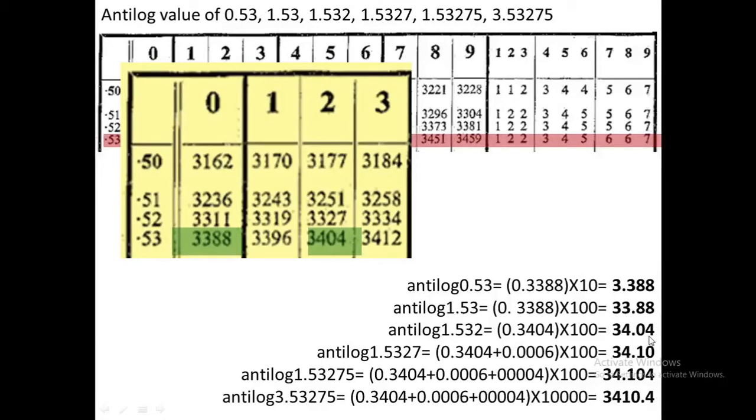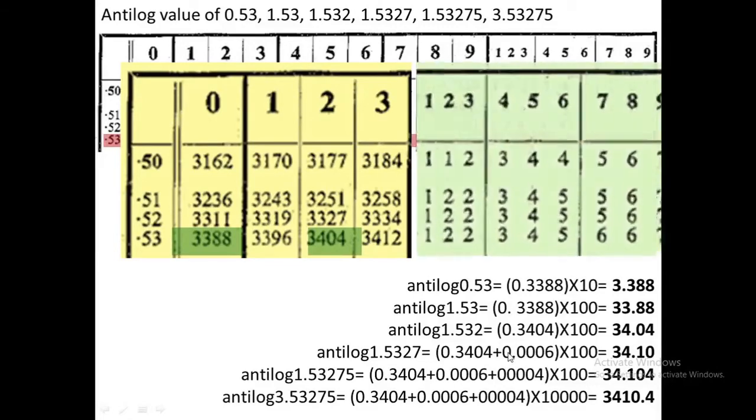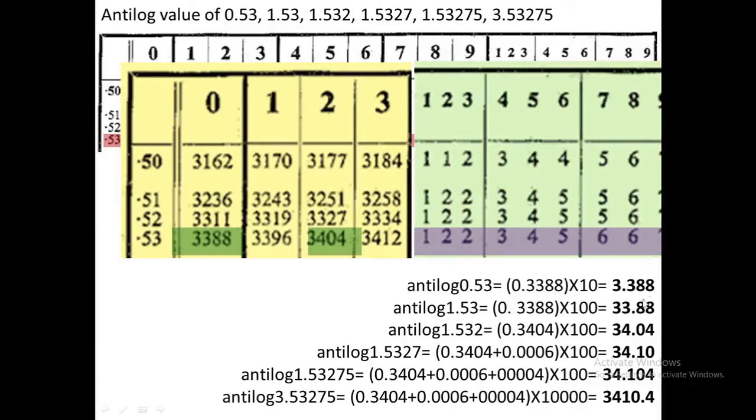Similarly, for antilog 1.5327, in this case first we have to find the 0.53 value at 2, that is 0.3404, and then again the mean difference of 7. After dividing by 10,000 it is 0.0006, and then because it's mentioned 1, we multiply by 100.